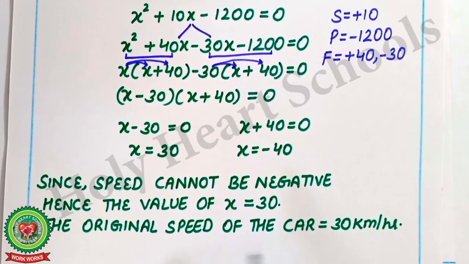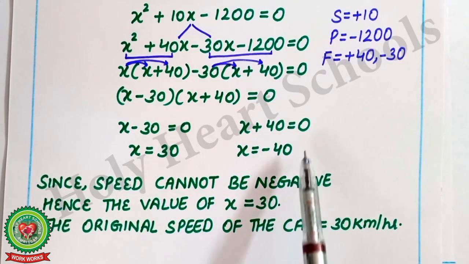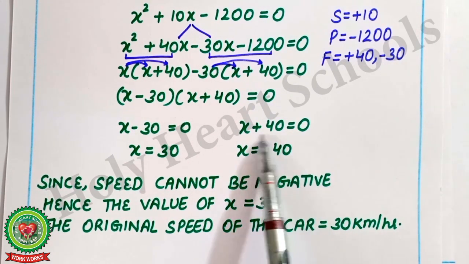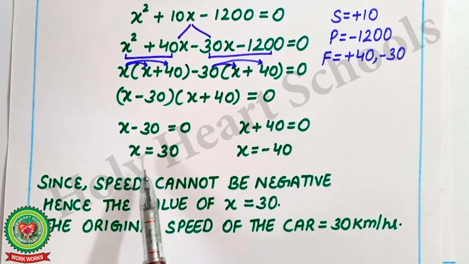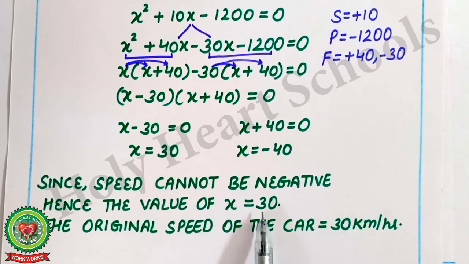Now speed cannot be negative, so x equals minus 40 is rejected. Therefore x equals 30. The original speed of the car is 30 km per hour. This is the first example.